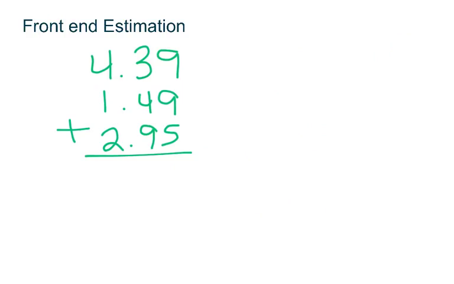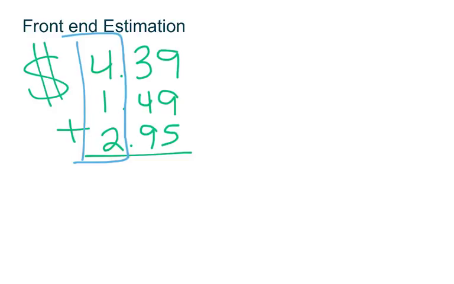Front end estimation is just that. First, we're going to look at the front numbers, or in this case, the numbers before the decimal. Doing front end, I like to think about money. So let's picture this all as money, and we're just going to add up our dollars first. So 4 plus 1 plus 2, we get 7.